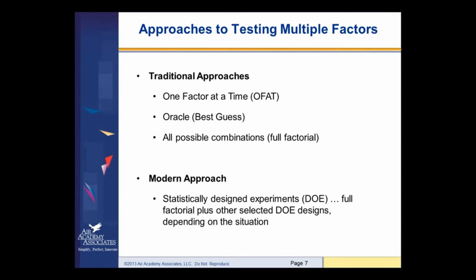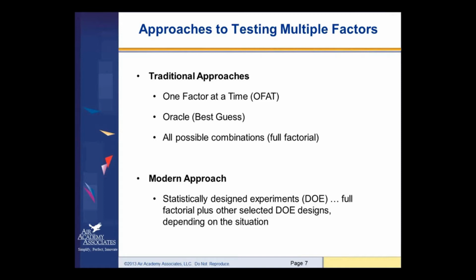Let me quickly go over some approaches to testing multiple factors that you may be familiar with from the past. I do this to be able to compare and contrast DOE with these different types of techniques. The first one I want to talk about is one factor at a time testing, also known as OFAT. Then I'll look at the subject matter expert or Oracle approach, sometimes known as the best guess approach. All possible combinations, or full factorials as we sometimes call them, are a very good approach. The problem is the cost of the test scenario. It means that we'll probably have lots and lots of test combinations, which are prohibitive in many cases anyway. The more modern approach is a statistically designed experiment called DOE.